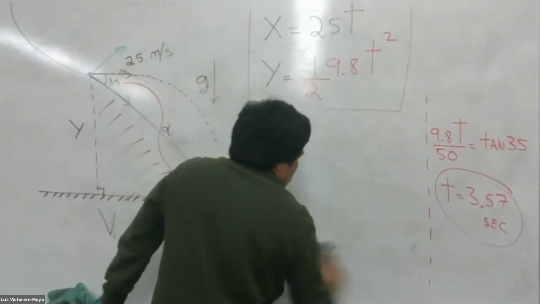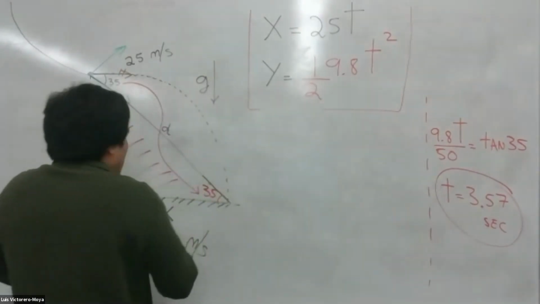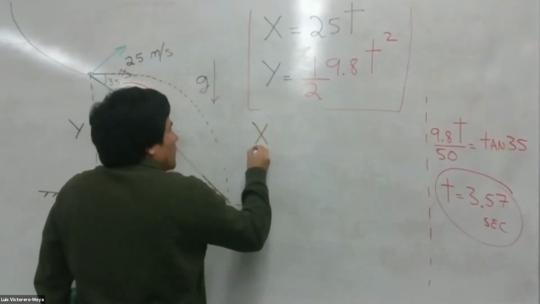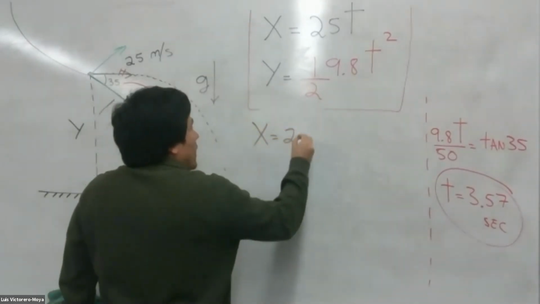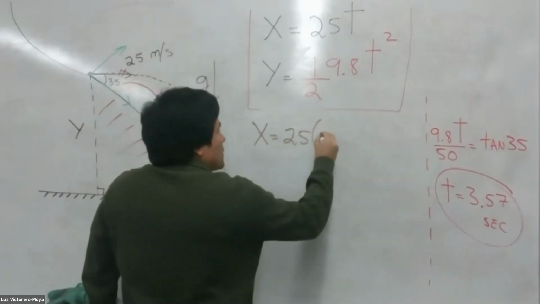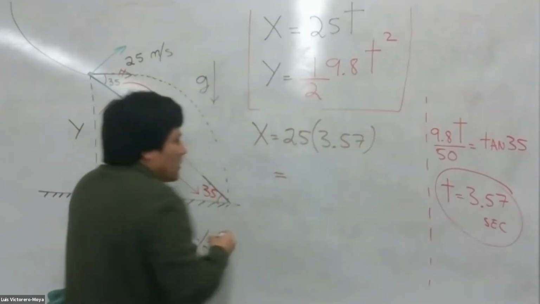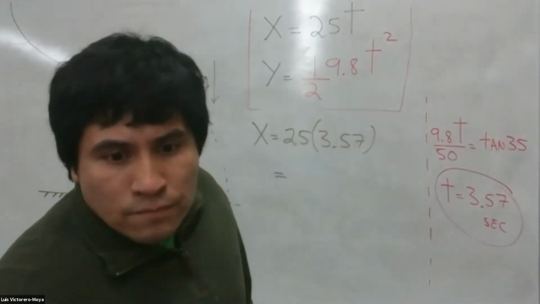I can erase this now. And then I will put here x equals 25 times 3.57. And I use now my calculator.